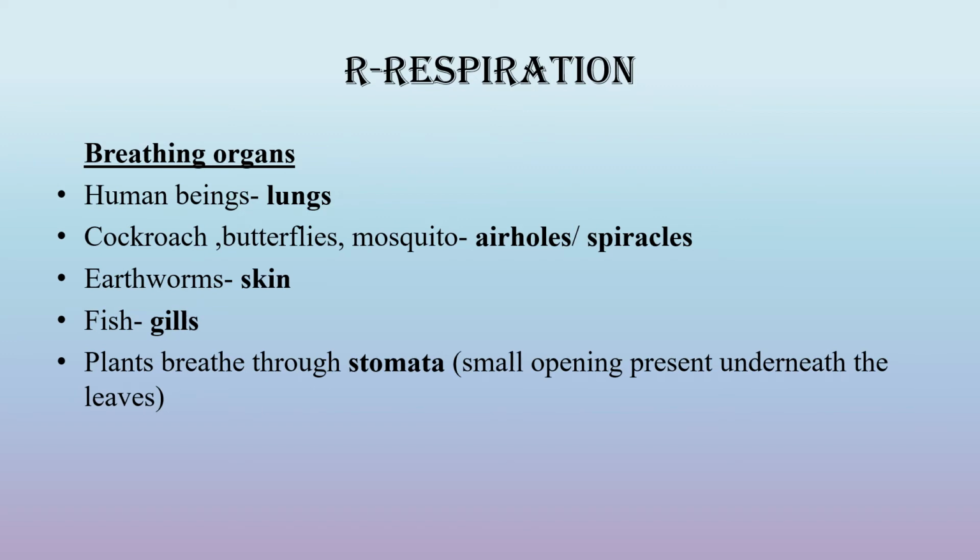The breathing organ for human beings is the lungs. In cockroach, butterfly, and mosquito, it is air holes or spiracles. In earthworm, it is the skin. In fish, the breathing organ is gills. And the plant breathes through stomata. The stomata are small openings present on the underside of the leaves. That is, underneath the leaves there are small openings that we call stomata. So with the help of stomata, the plant breathes.